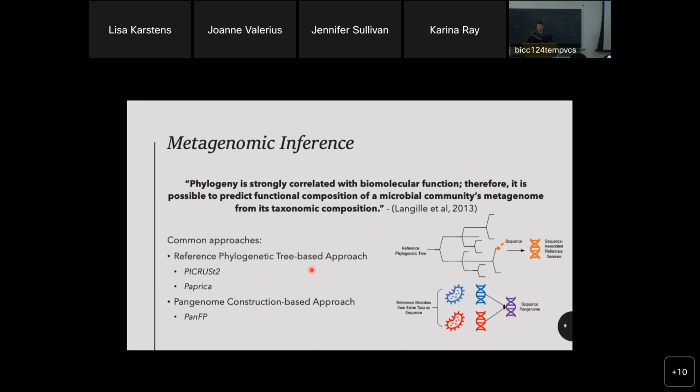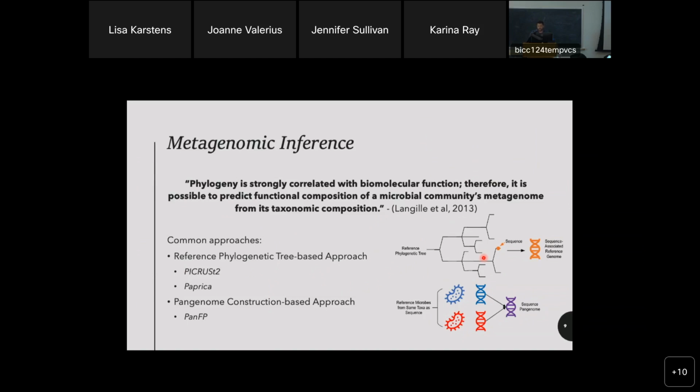And in this approach, reference sequences or environmental sequences are placed into a reference phylogenetic tree containing sequences for known microbes with complete genomes. The genomes associated with each sequence are determined based on the placement of the sequence within the reference phylogenetic tree. And metagenomes are constructed by aggregating all genomes associated with sequences identified in a sample.